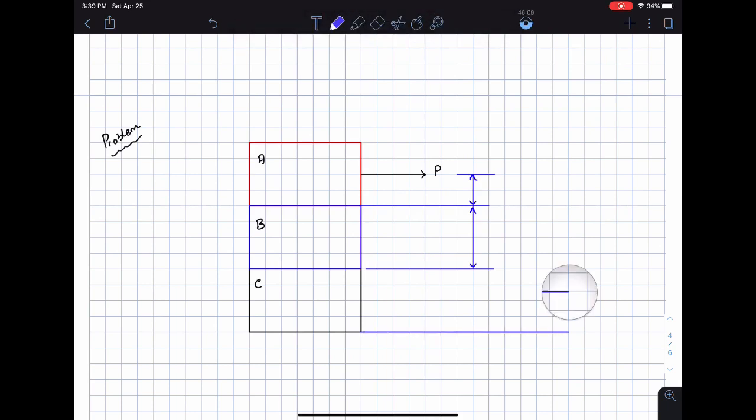Rather than do this, I'm going to do the following. I'm going to actually get rid of this, cut that out, and then draw it in the following manner.